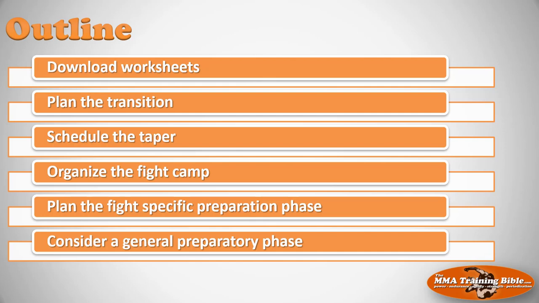Okay, so this is what we're going to cover in this session. First, you need to download or print out the fight plan template. And if you're working with paper and pencil, that's what you want to do, which I do recommend. Or you're going to need to fire up Excel if you're going to be using your computer and get ready to roll. Now, after this, we'll focus on planning the transition, followed by the taper, and then we'll organize the fight camp, and then we'll lay out the fight-specific prep phase, and then for the longer plans, we'll slot in the general preparatory phase. But again, this is not something that we need to worry about in the shorter plans.